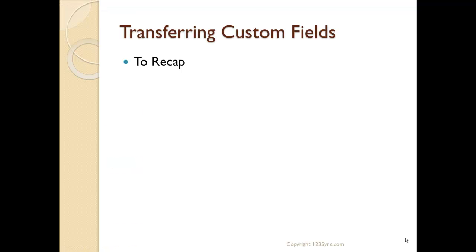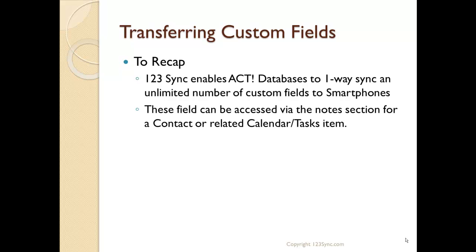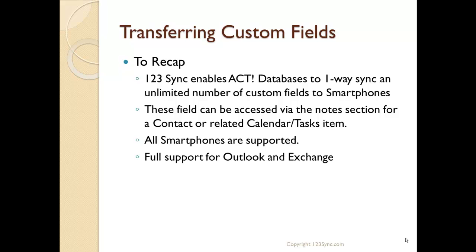So just to recap, 123 Sync enables ACT databases to one-way sync an unlimited number of custom fields to smartphones. These fields can be accessed via the notes sections for a contact or a related calendar task item. All smartphones are supported: iPhones, Blackberries, Android phones, anything that will sync with Outlook or Exchange. And we offer full support for Outlook and Exchange.